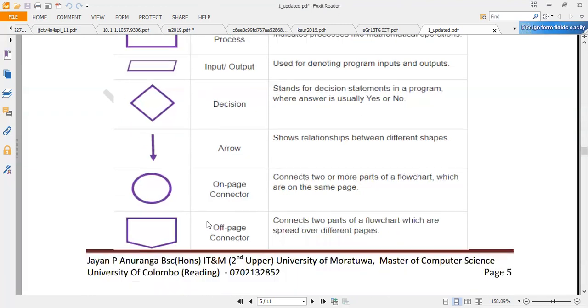On-page connector and off-page connector connect 2 or more parts of a flowchart which are on the same page. On-page connectors are used on the same page. Off-page connectors are spread over different pages.